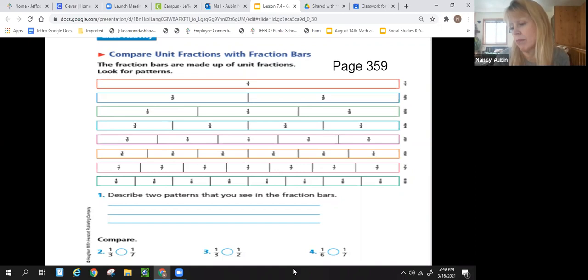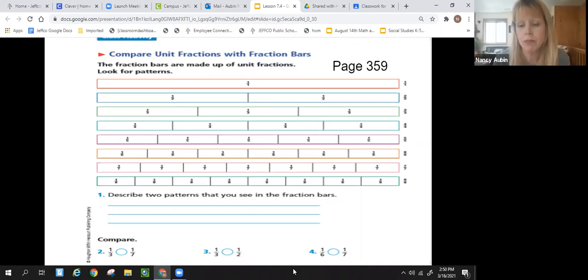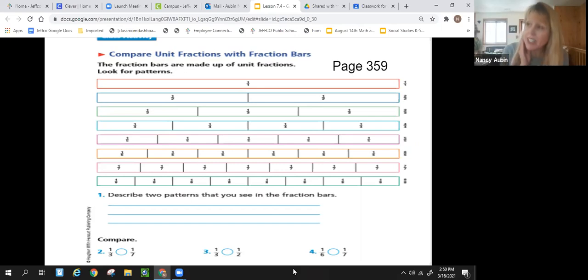When you look at them going down, I think it's the denominator. It goes 1, 2, 3, 4, 5, 6, 7, 8, 9. I think it stops at 8. Yeah. Excellent. So the denominator goes in counting order. Henry, what do you notice?